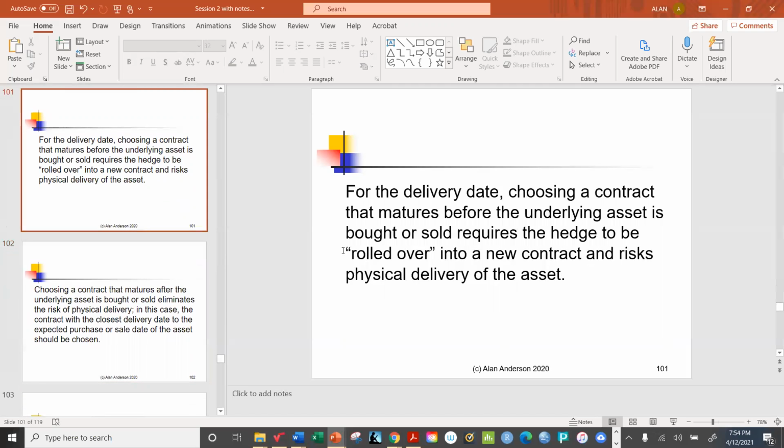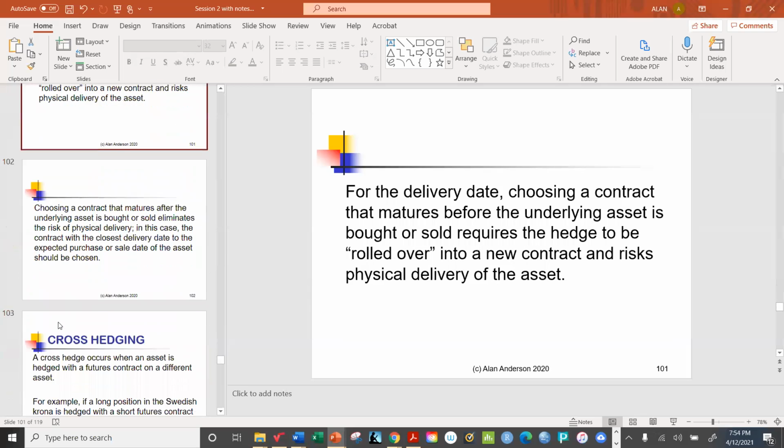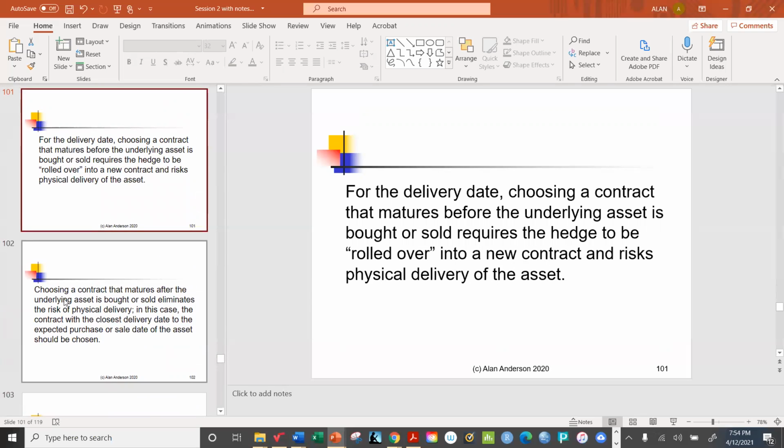What about the delivery dates? Well, imagine a scenario where I've got a position that will take place in August. I will either need to buy or sell some asset or other. So if I hedge my risk, I can choose between a September contract or a June contract. I can't have both. So what often happens is, if you've got to pick between the two, actually, let me throw this in here as an example.